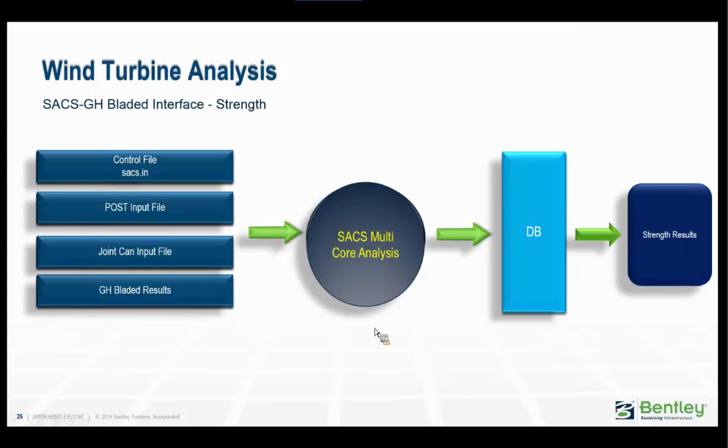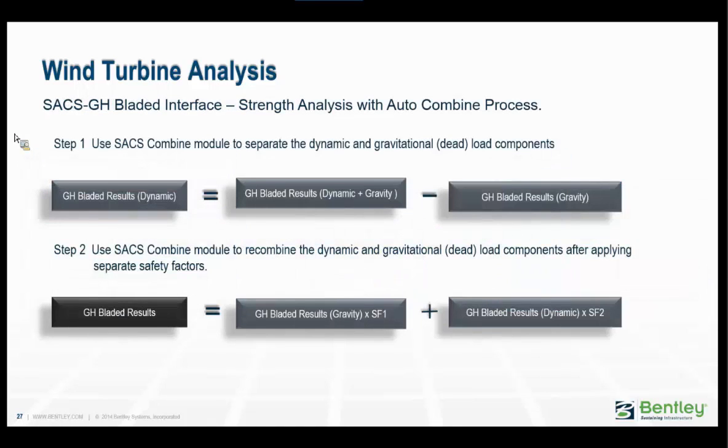And similarly for a strength analysis, you have the choice. Again, you can put in a control file, a post input file that describes the type of code checks that you want to conduct, a joint can input file to design your joints, and the GH Bladed results. And again, you will do the multi-core analysis in SACS. And again, you will have thousands, or actually millions, of unity checks, which are then stored into a database, which is then filtered, and then will give you the critical unity checks. All very simple to run, as I showed for the uncoupled process earlier on.